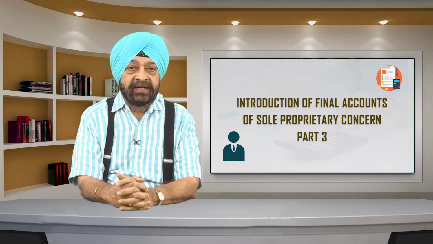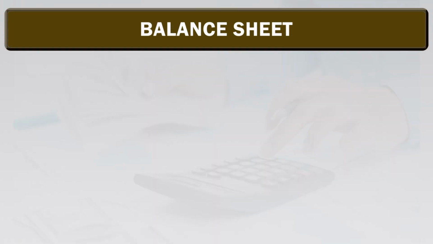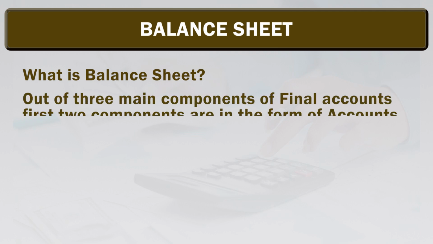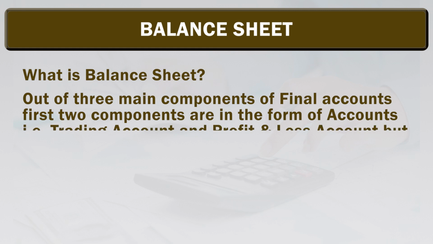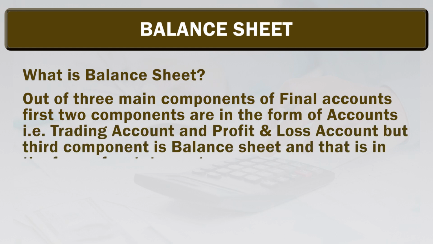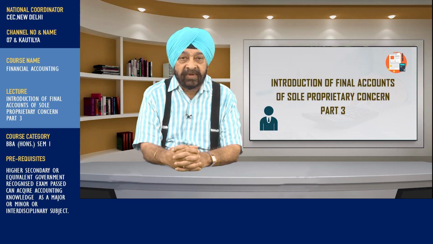Friends, now we will study the last component of final accounts, and that is balance sheet. First of all, let us understand what is balance sheet. Out of three main components of final accounts, first two components are in the form of accounts, that is trading account and profit and loss account. But third component is balance sheet, and that is in the form of a statement.